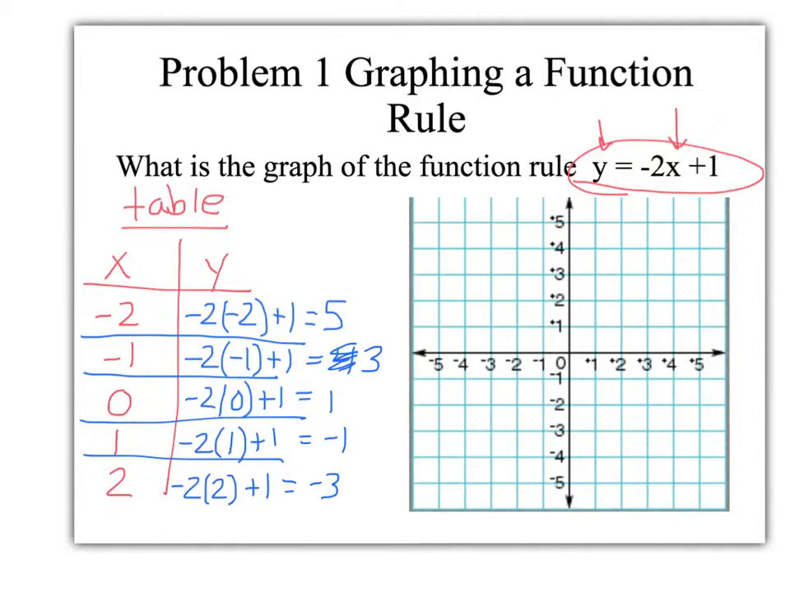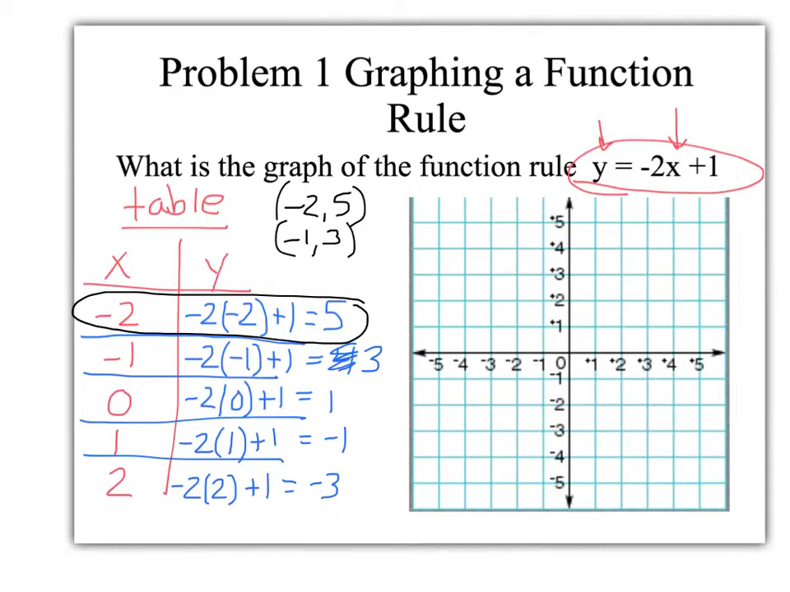Now, each of those make an ordered pair. So this first line, if our x value is negative 2 and our y value is 5, we have the ordered pair, and I'm going to put it up here so I don't run out of space. Negative 2, comma 5. Okay, then our next ordered pair is negative 1, comma 3. Then we have 0, 1. We have 1, negative 1. And we have 2, negative 3. Those 5 points will graph.